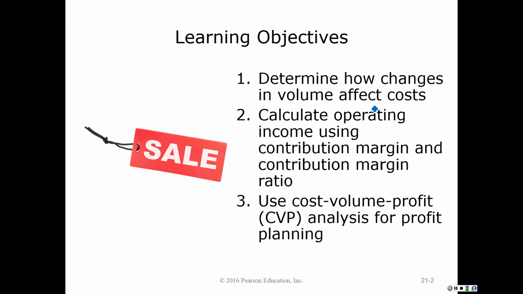So some of the things that we will look at is determining, for example, how changes in volume affect cost. Okay, so the more we produce, the more it costs us to produce those items. So we'll look at how different types of costs change with volume. We will look at something called contribution margin. We should be familiar now with sales less expenses equal net income. We're going to break this down into more useful data for managers and look at something called contribution margin.